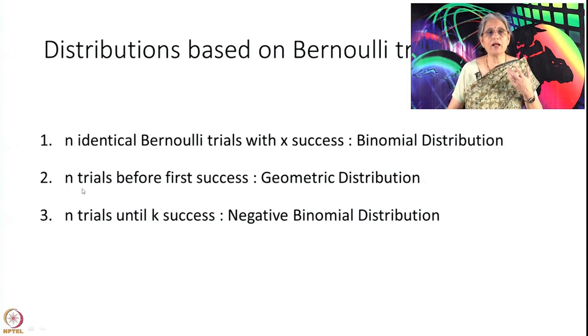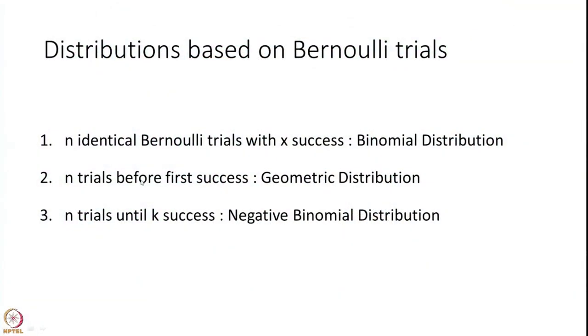Next, there are distributions which come out of Bernoulli trials. How you conduct your experiment counting the Bernoulli trials gives rise to different distributions. So, the first one that we would like to consider is the binomial distribution, in which you throw n identical Bernoulli trials and you want to know the probability that there will be exactly x successes. Another way to look at it is that you throw trials until you encounter the first success. This is called a geometric distribution.